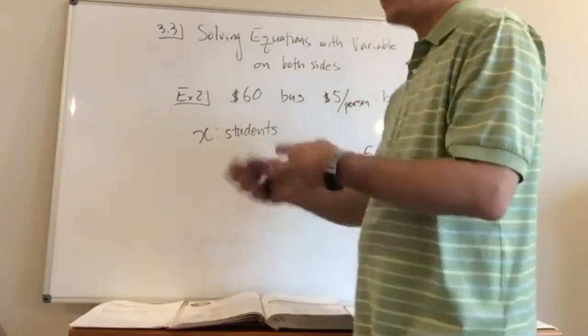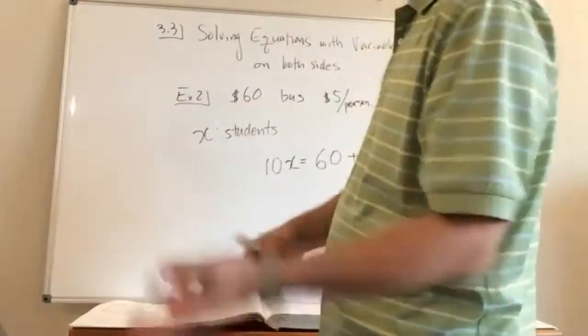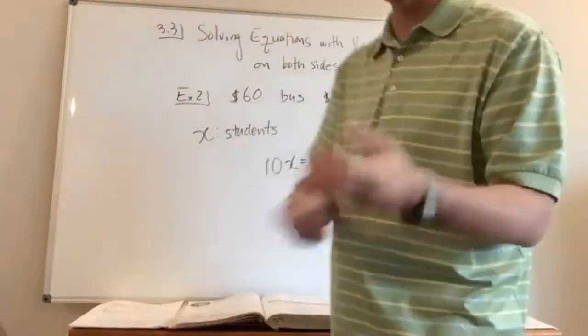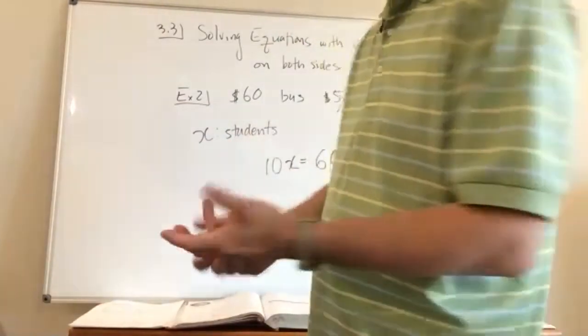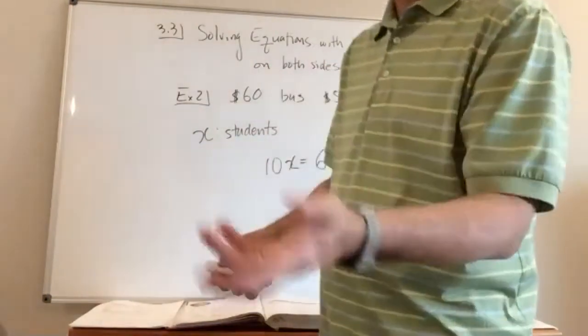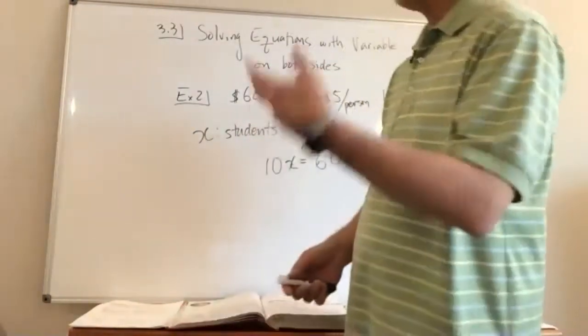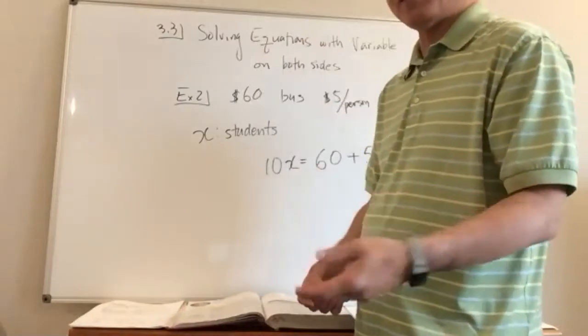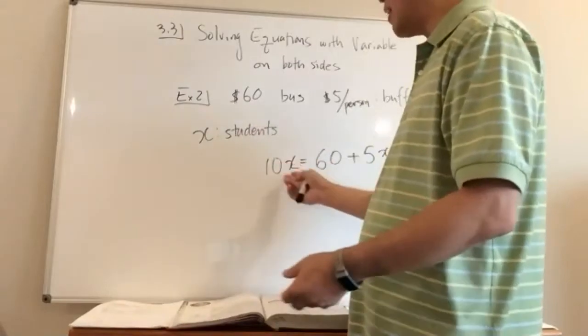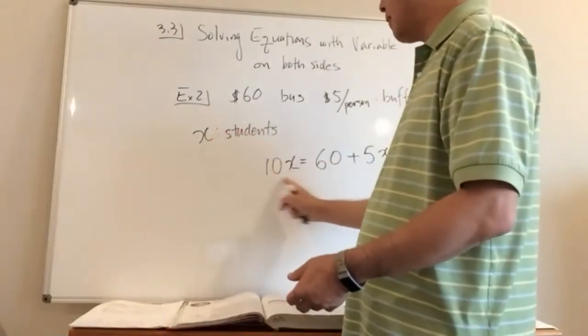You have to realize that if I brought X number of students and collected $10 each from these guys, I'm going to end up with 10 times X, because if I had 2 people, it would be 20. If I had 3 people, it would be 30. If I had 8 people, it would be 80, right? So I have 10 times X number of students.